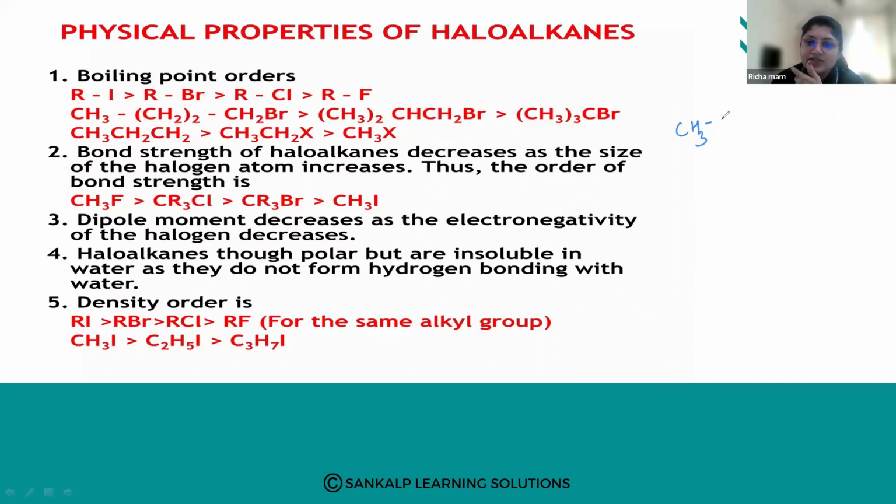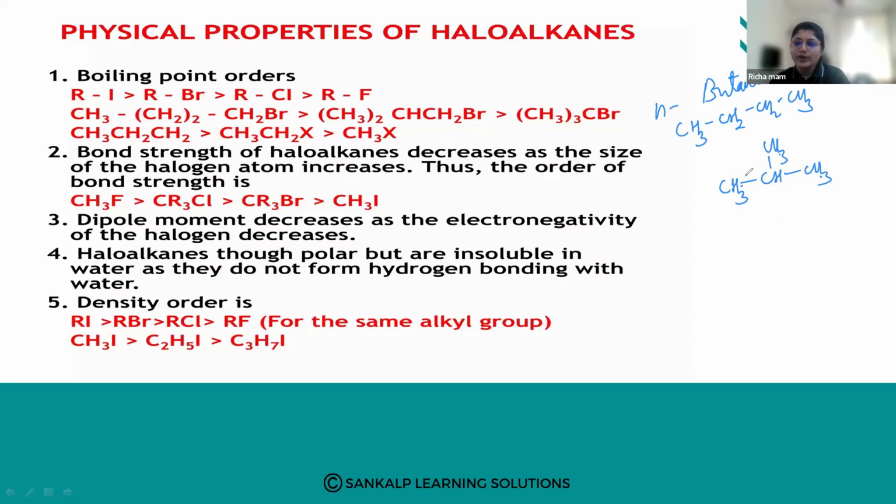Now suppose I have CH3, CH2, CH2 and CH3, and I have CH3, CH, CH3, CH3. Now what will happen when you have a branched chain? What will happen to the boiling point, as compared to the boiling point here? So these are called isomers, right? This is n-butane, and this is isobutane.